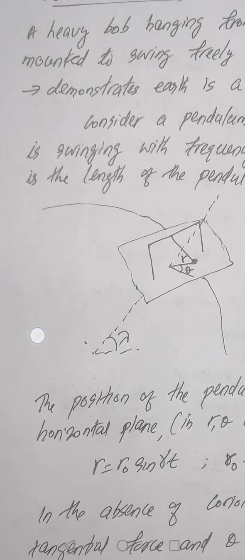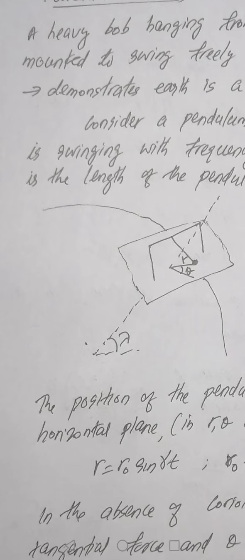Here, this is the Earth surface. This is the center, and this lambda is the latitude, and this is the horizontal plane. In the horizontal plane, I fixed a pendulum like this. The pendulum makes an angle theta with the tangential direction, and r is the radial distance by which the bob of the pendulum moves.